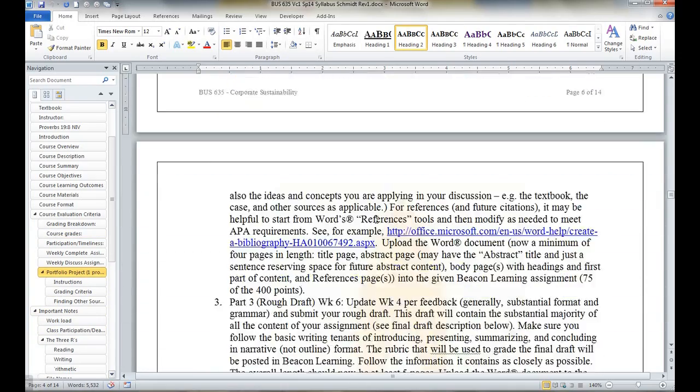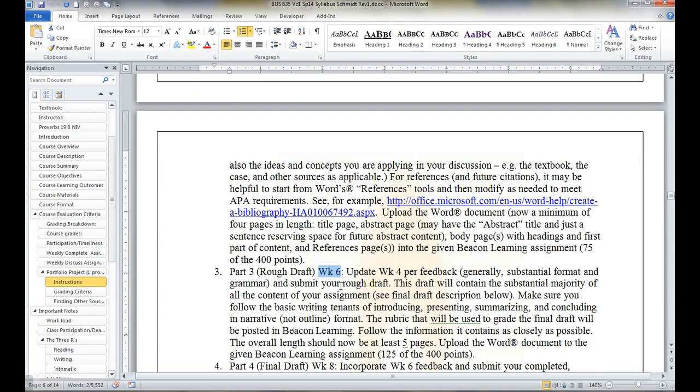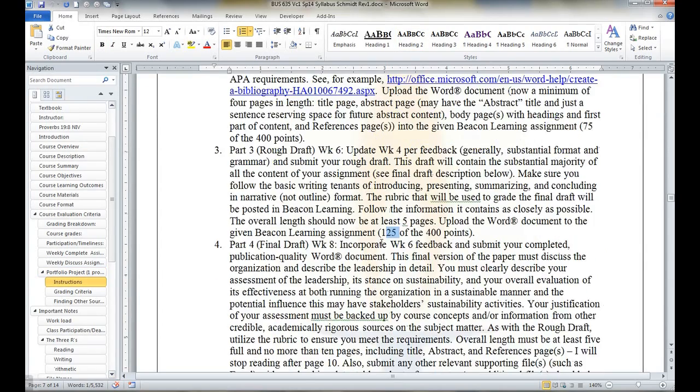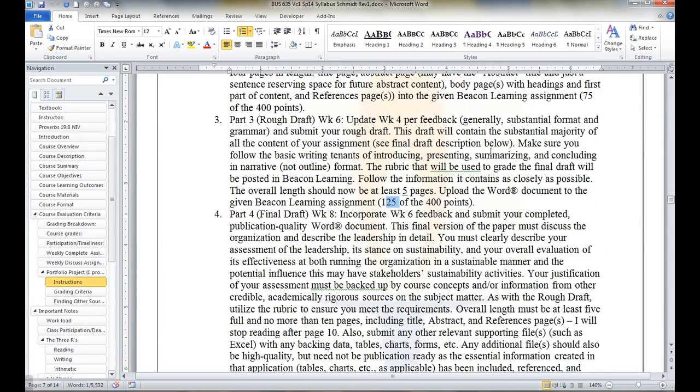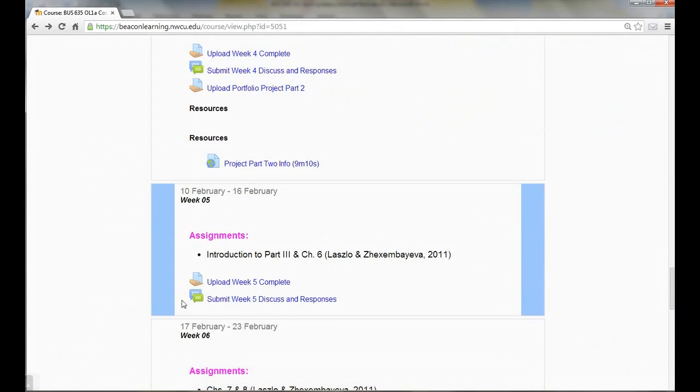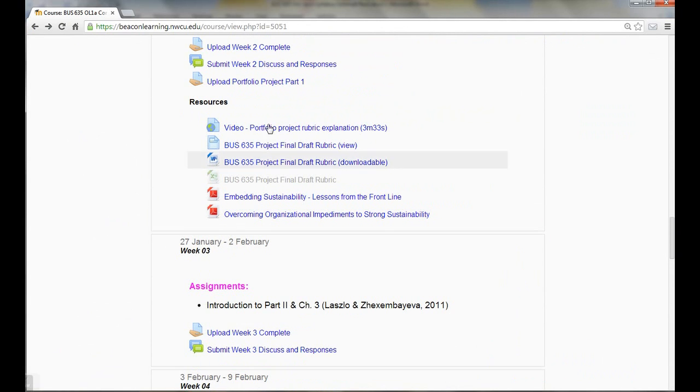Anyway, so I'm going to push here to go down to the portfolio project, scroll down here to parts 3 and 4. Part 3 is the rough draft, due at the end of week 6, 125 points. What you're writing into that is described here in part 4. Okay, so this information right here is what some of you may have missed in your outlines when you put that together for part 2, and this information right here is also what is included in the rubric, again, that I showed you here on week 2.